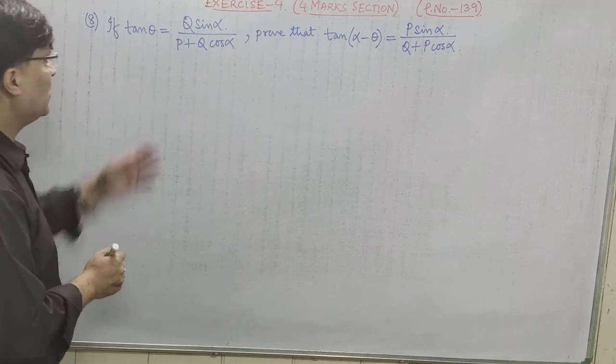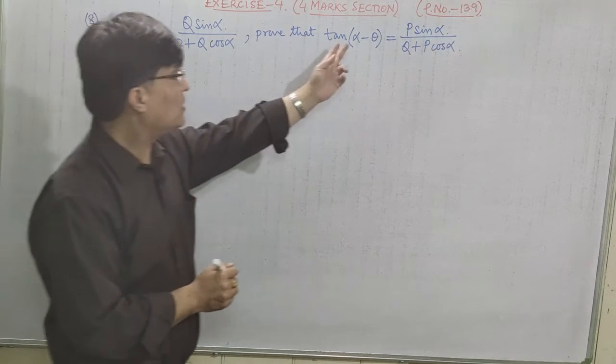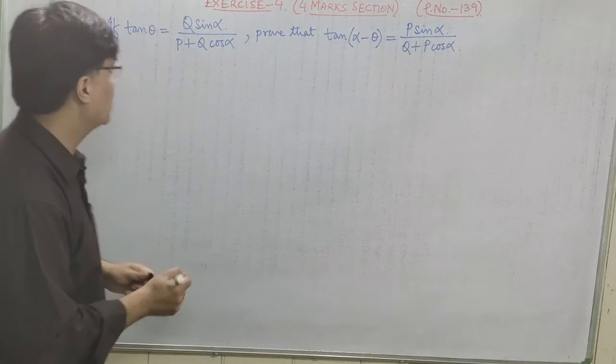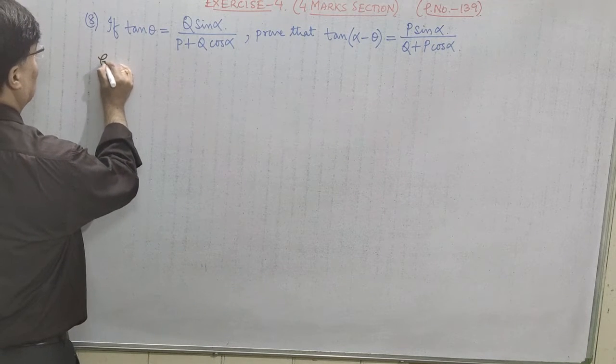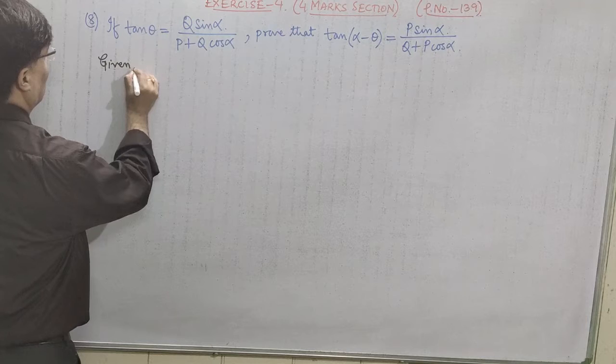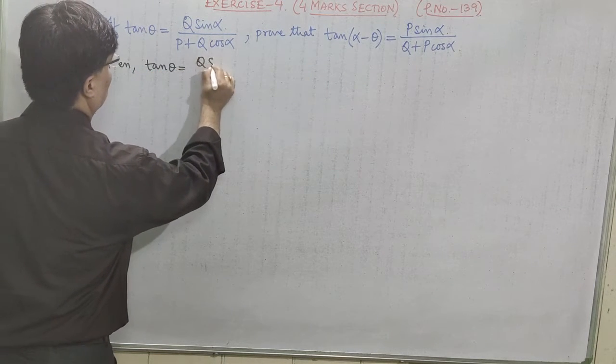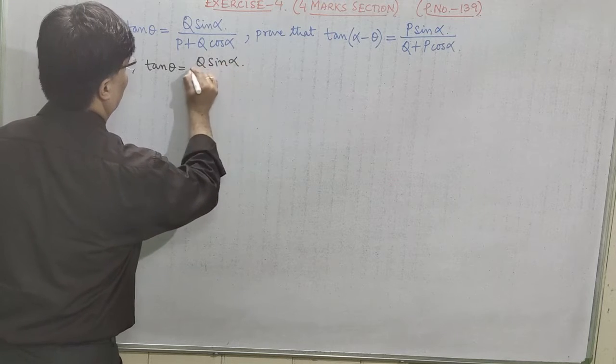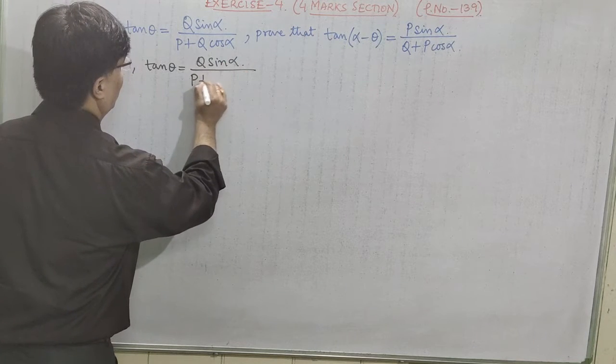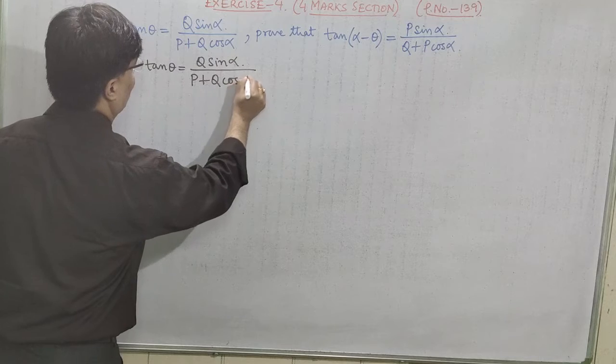Okay, from given you have to prove this LHS is equal to RHS. So let us write down given part. Here given is tan theta is equal to q sine alpha divided by p plus q cos alpha.